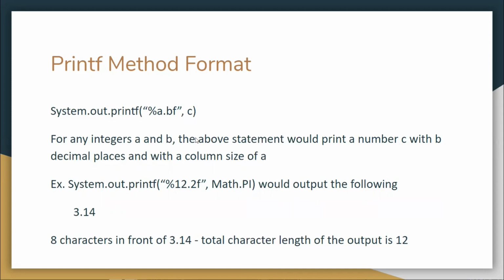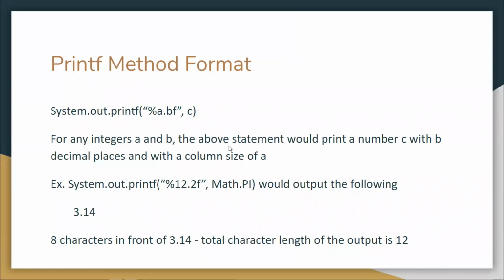For any integers a and b, the above statement will print a number c with b decimal places and with a column size of a. So b decimal places should make a lot of sense. For example, in our last slide, I mentioned 3.1415. If it's dollars, we will want to have two decimal places. So in that scenario, we will want b to be 2 to restrict it to 2 decimal places. But column size is a bit more confusing.